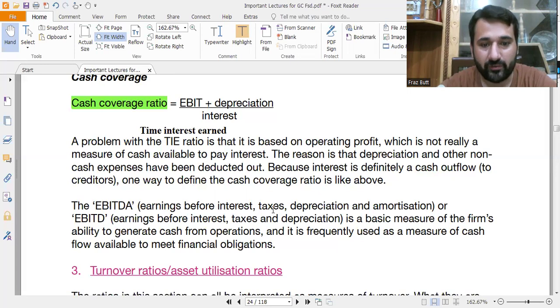EBITDA, earning before interest, tax, depreciation and amortization, or EBITD, earning before interest, taxes and depreciation, is a basic measure of a firm's ability to generate cash from its operations. Actually, it gives a firm the ability to generate cash from its regular operations, and it is frequently used as a measure of cash flow available to meet financial obligations. So what happens as a result? The cash flow becomes available for the company to meet its financial obligations. So this is cash coverage ratio.